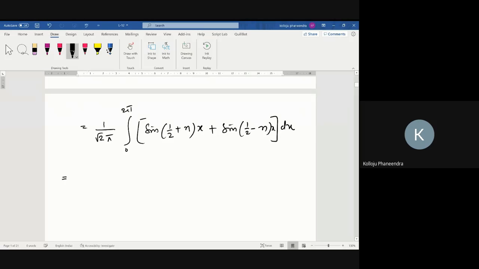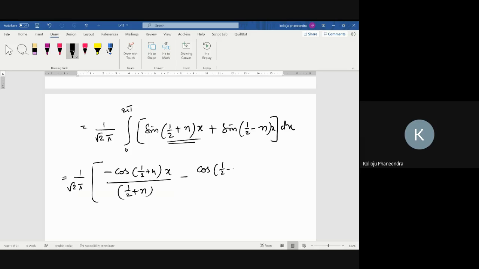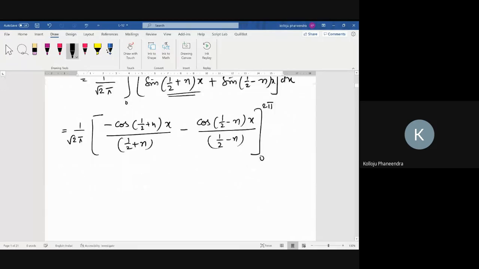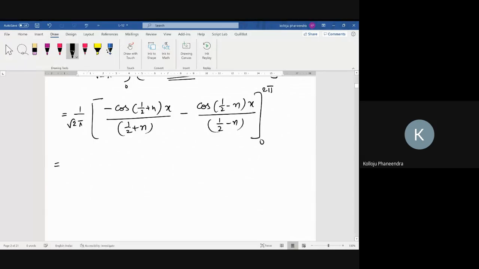Now this is equal to 1 by under root 2 pi. Now integration: the integral of sine mx is minus cos mx by m. So this is minus cos of 1 by 2 plus n into x, divided by 1 by 2 plus n. Similarly, for this one, the integration is minus cos of 1 by 2 minus n into x, divided by 1 by 2 minus n. This is between 0 to 2 pi.